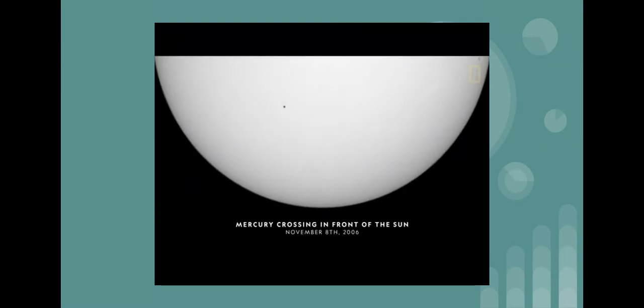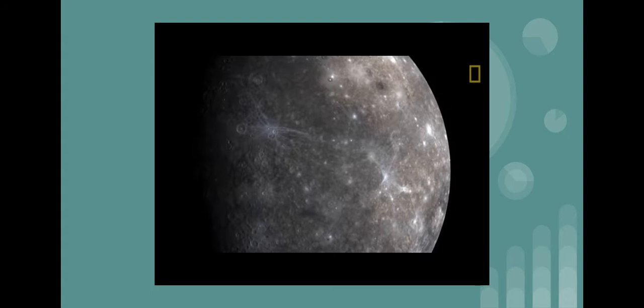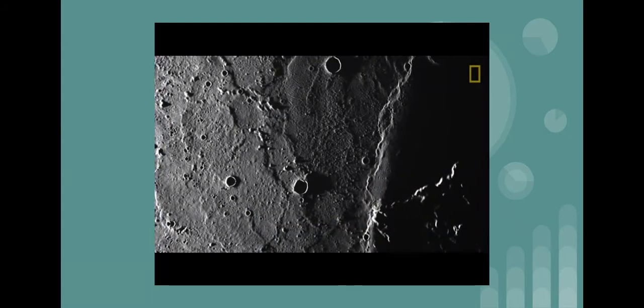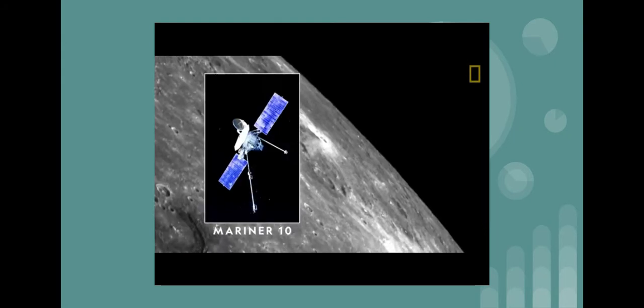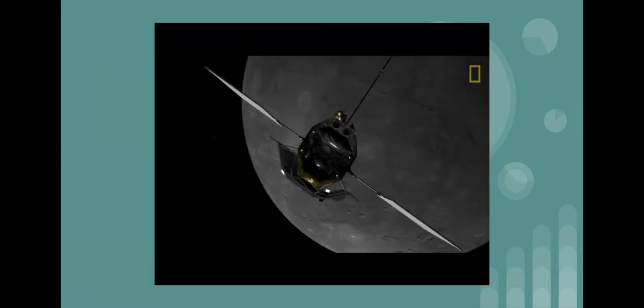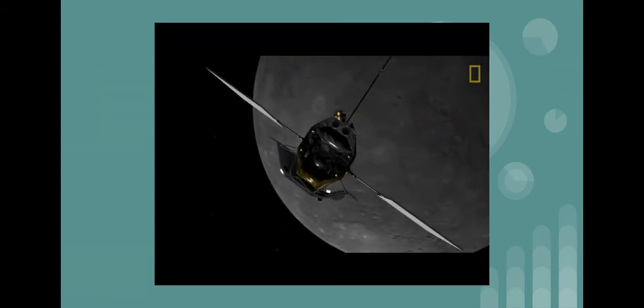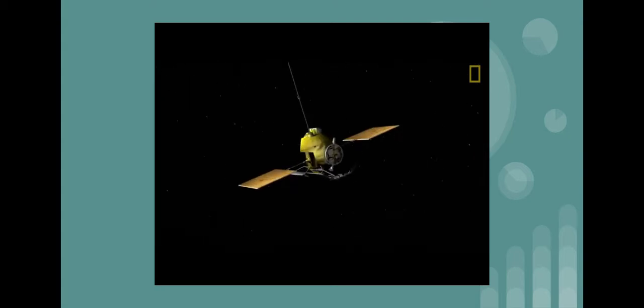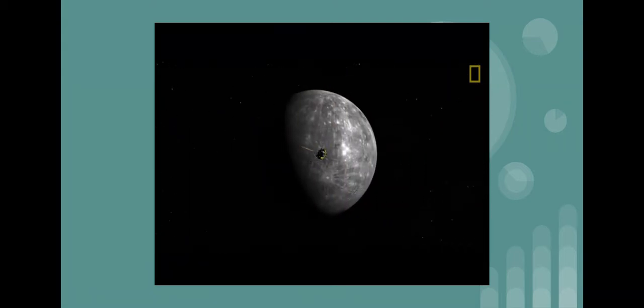From Earth, Mercury is difficult to observe because it's fleeting and so close to the Sun. And so far, it's only been visited by 2 spacecraft, NASA's Mariner 10 and Messenger. Those missions gave us much of what we know today, but future ventures are in the works with high hopes of revealing more of Mercury's secrets.